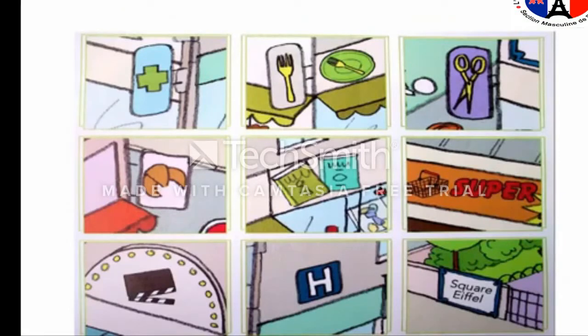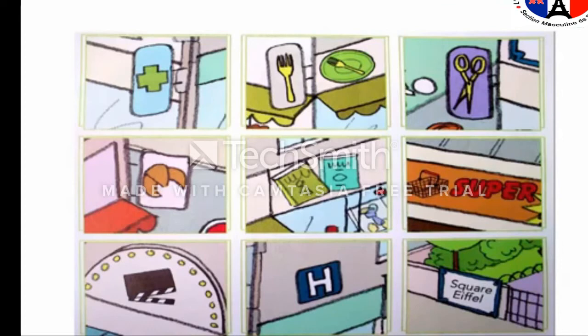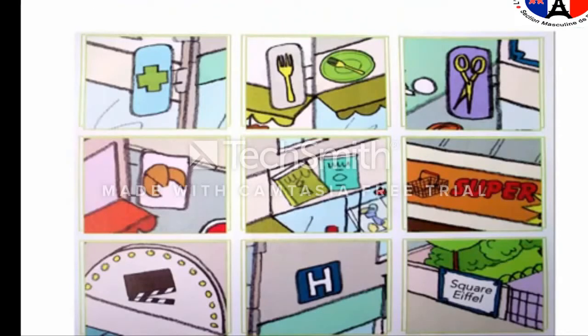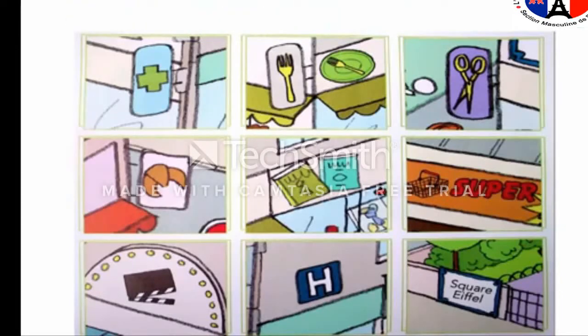Madame Dupuis est attendue au rayon épicerie. Super pour supermarché. Montre le supermarché. C'est une fourchette. Tu as faim? Montre le restaurant. Ce sont des ciseaux. Tu veux couper tes cheveux? Montre le salon de coiffure. Tu veux voir un film? Montre le cinéma.